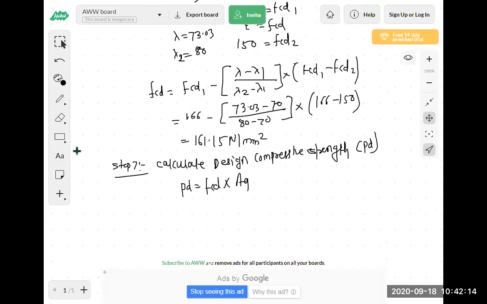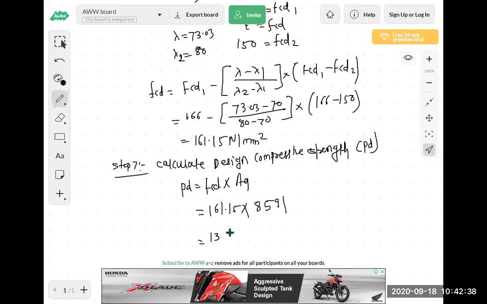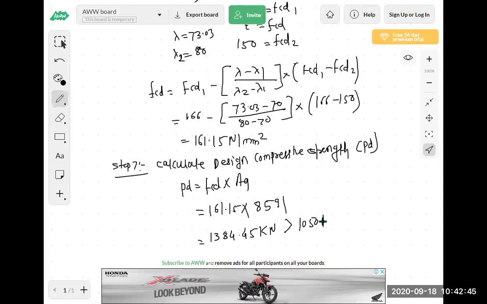So how much FCD value we got? That is 161.15, and gross area of selected section 8591. So calculate it. 1384.43, 1384.45 kilonewton. It means it is greater than 1050 kilonewton.